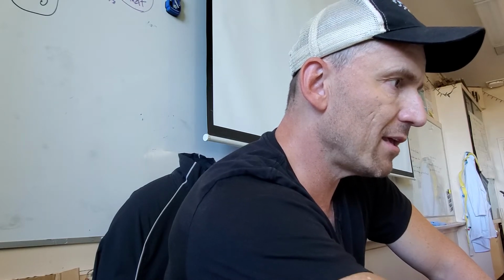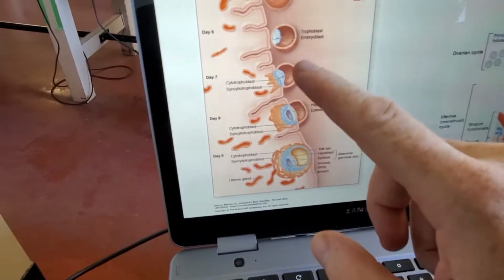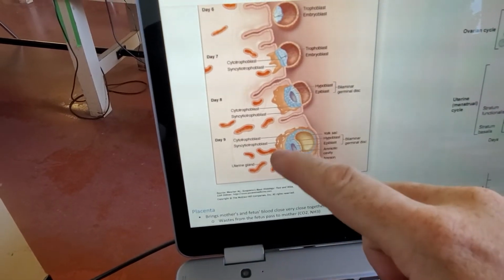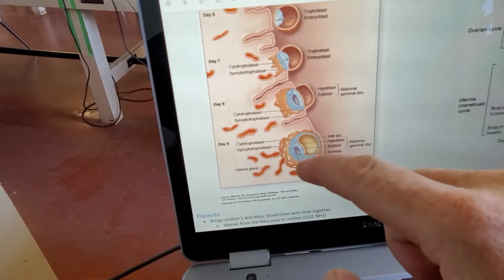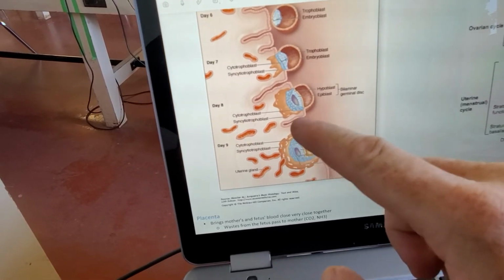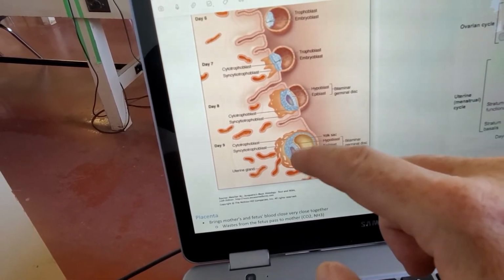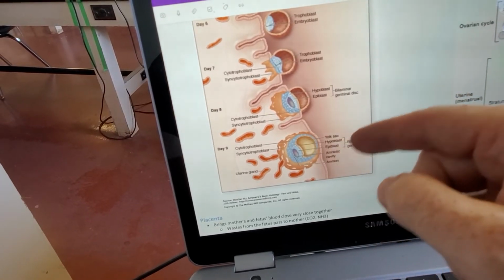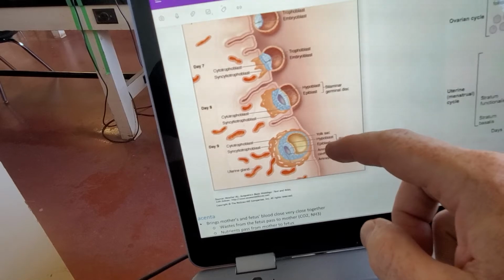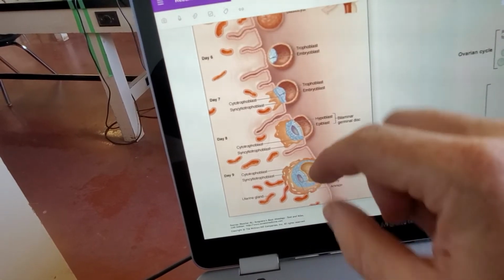Then crazy stuff happens. Well, you can see, I'll just show you. So here's the blastocyst. Look how it goes into the uterine wall. Basically, it fuses with the uterine wall. And then some of it will become the placenta and the umbilical cord and stuff. This is where the placenta starts.